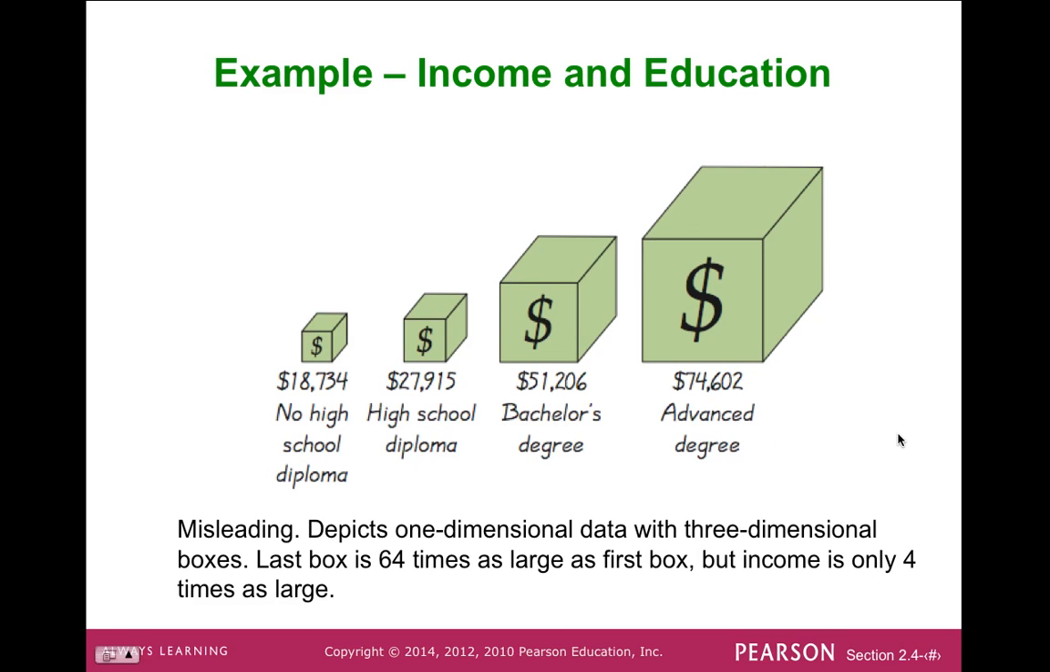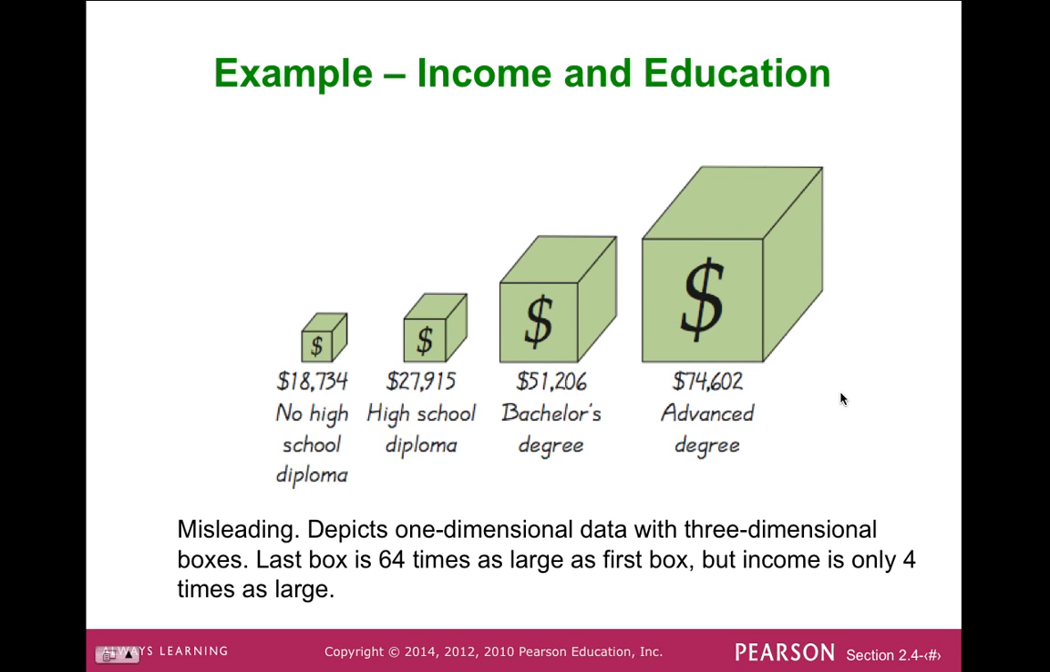Here's another version of that similar graph. This is another misleading graph. Here, instead of using a dollar bill, they've used a box with a dollar symbol on it. So no high school diploma to an advanced degree. So this is depicting one-dimensional data, the dollars, with three-dimensional boxes. And it's important to note that the last box is 64 times as large as this first box, but the income difference is only about 4 times as large. And so looking at just the pictures alone, it can be deceptive.